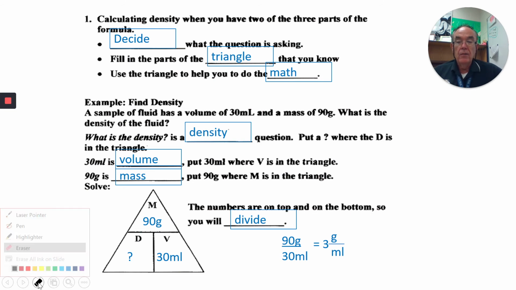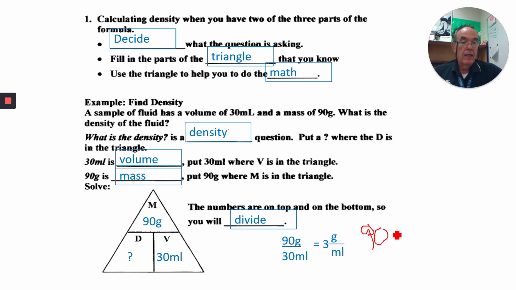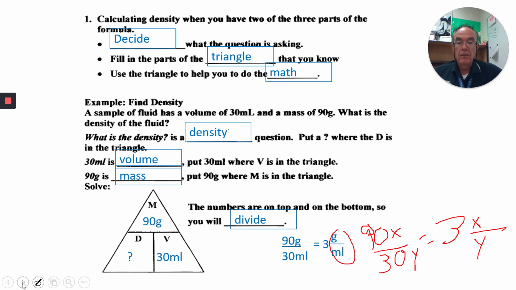Now, units work just like variables in math. If you had 90x divided by 30y, that would equal 3. And you can't cancel these because they're different. So we would have 3x divided by y would be our answer. Well, that's just the same thing as the grams divided by milliliters.